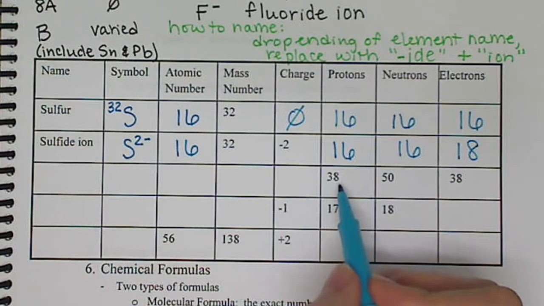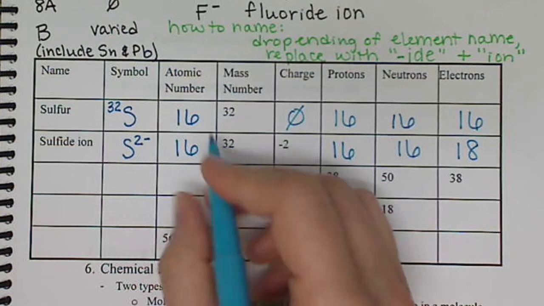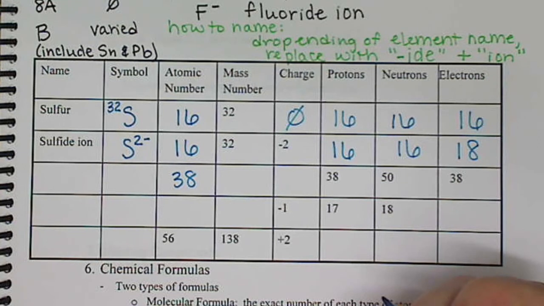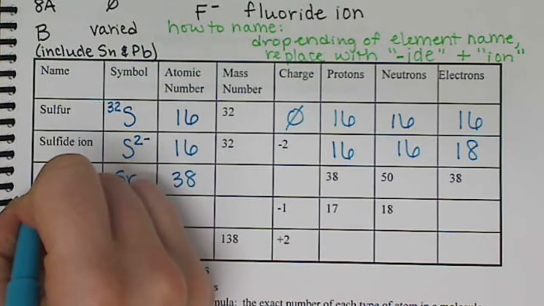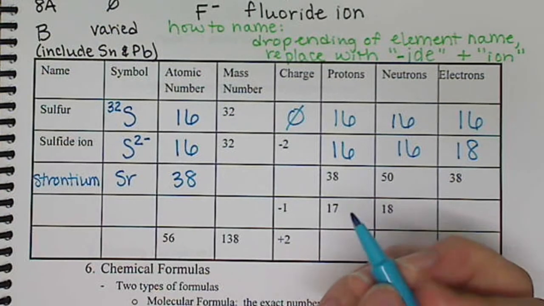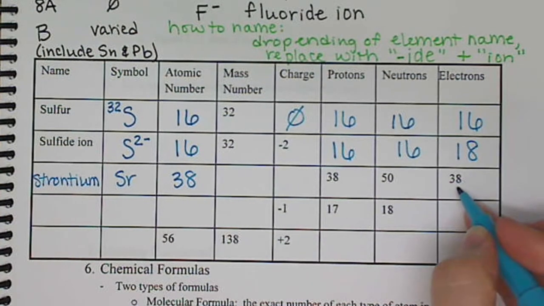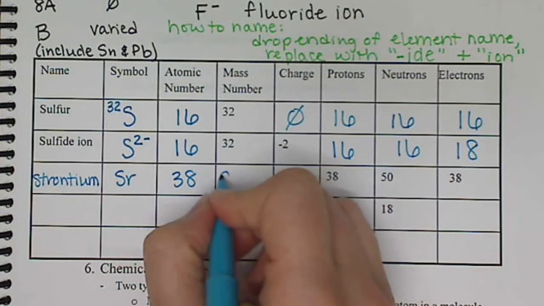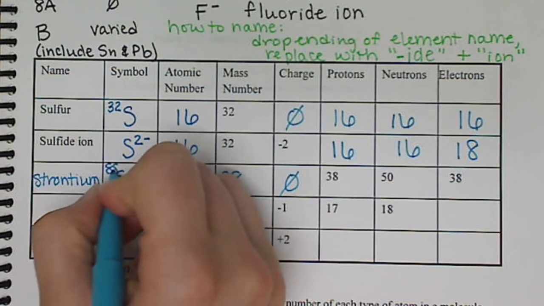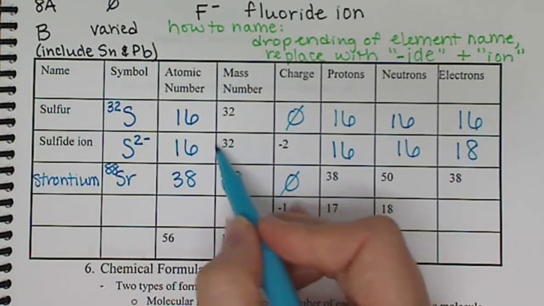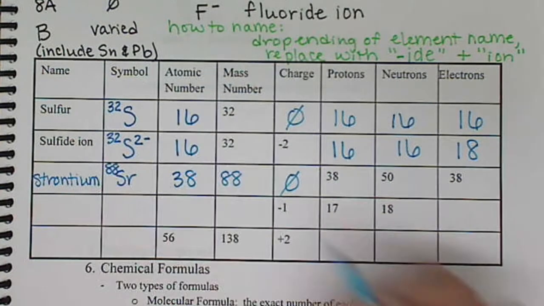This next row here, we have protons of 38, so our atomic number is going to be 38. On the periodic table, 38 is strontium, which is Sr. We have the same number of protons as we do electrons, so our charge is 0. Our mass number is protons plus neutrons, which is 88, so we include the 88 here. On the ion here, I have been given a mass number, so I should include that there.